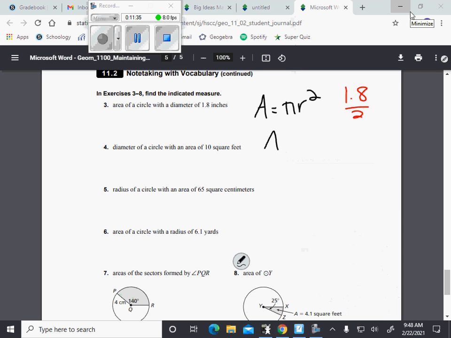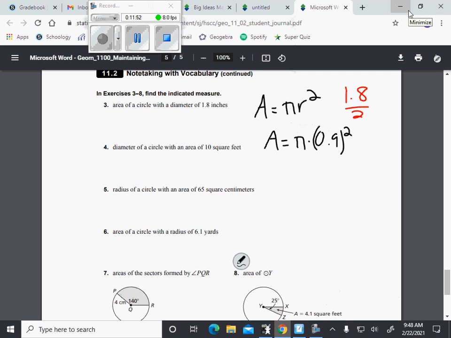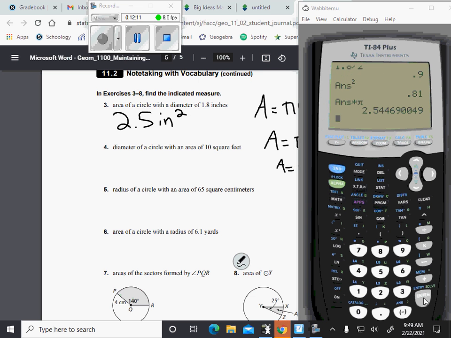So A is equal to pi times 0.9 squared. It should be 0.81, but I'll show you. Square that, 0.81. So A is going to be equal to pi times 0.81 times pi, and we'll get 2.5 inches. 2.5 inches squared. Okay, we're working with area. It's inches squared.